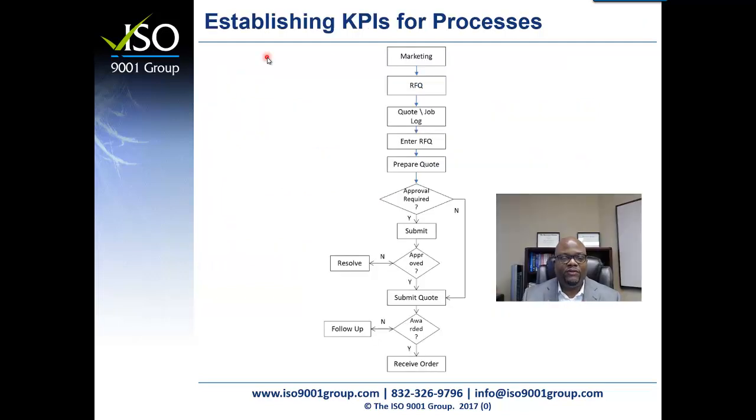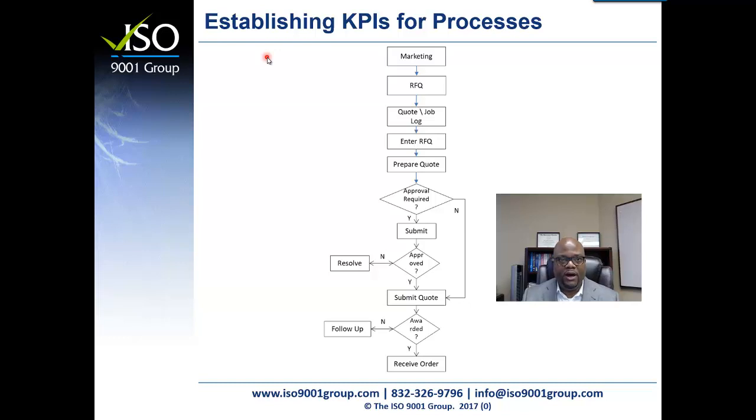So I would like to provide you with a quick example of how you can establish KPIs for your processes within your organization. So what we're looking at here is called a process interaction map. And a process interaction map is a high-level depiction of your processes. It doesn't get into all the details of all the steps of all of your processes, but it does show us all of our processes and how they interact with each other.